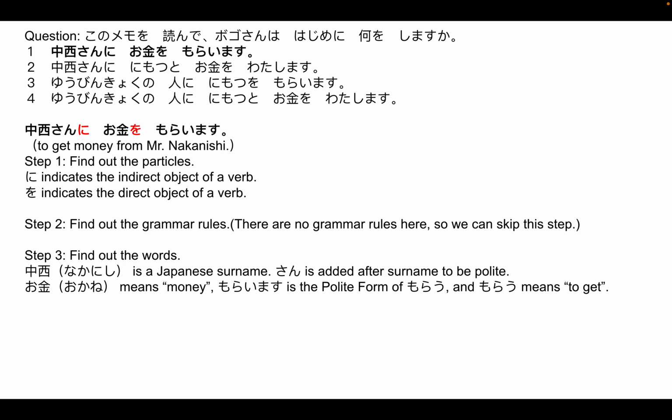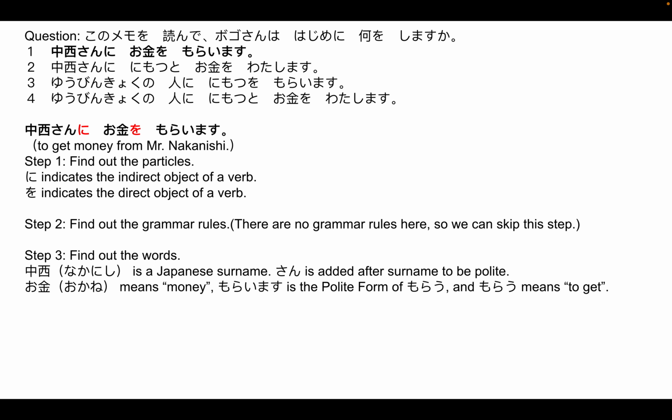中西さんにお金をもらいます。To get money from Mr. Nakanishi. Ni indicates the indirect object of a verb. Wo indicates the direct object of a verb. Since there are no grammar rules here, you can skip step 2. That's step 3.